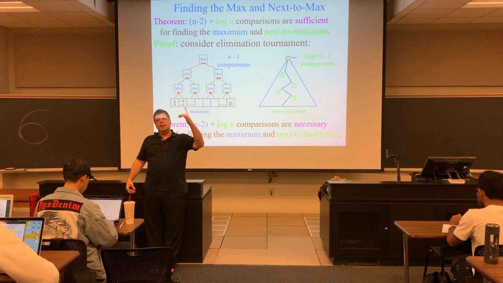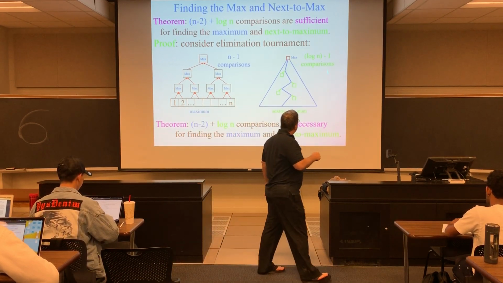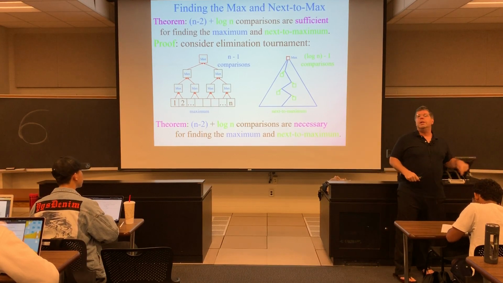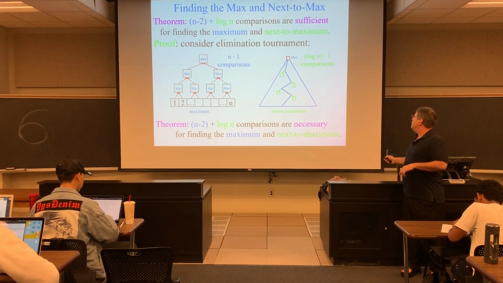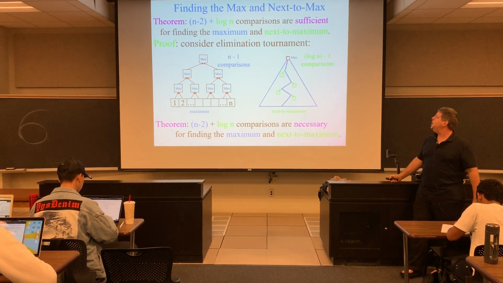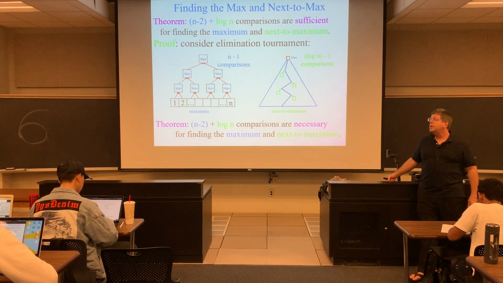The idea is that the next best can only have been beaten by the champion. There's only log n possibilities there in this tournament style elimination, and that's how you'd find it very quickly without too many comparisons.